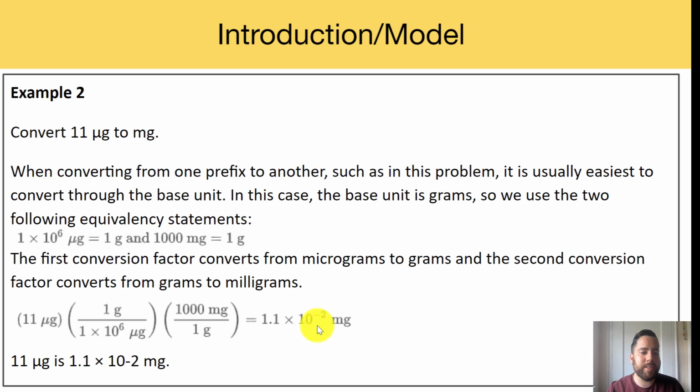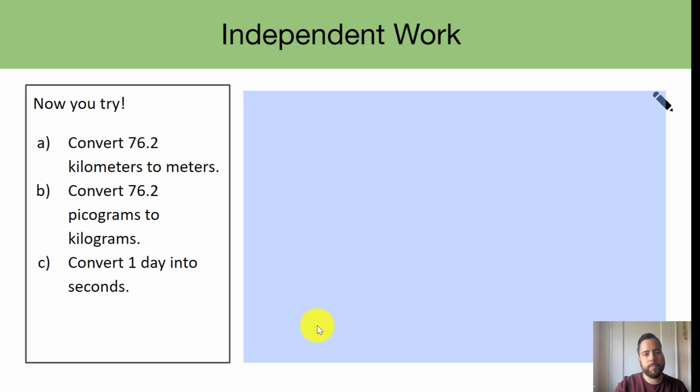So our equivalency statement here is that 11 micrograms is 1.1 times 10 to the negative 2 milligrams.